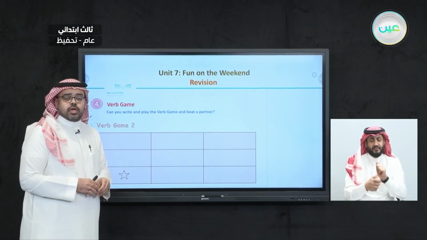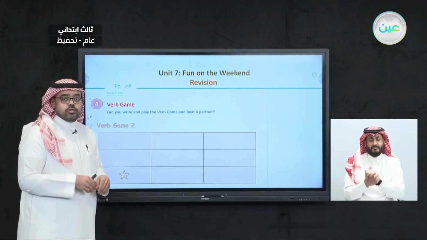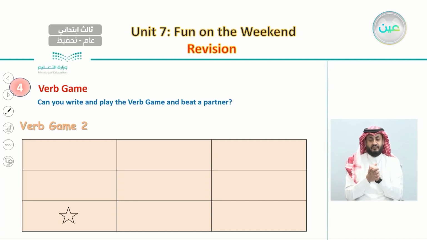Let's just make a quick practice on this one. So here at this table, as you can see in your books, you will see a table like this with a star at the corner. You are going to hear sentences and I would like you to try to remember or write down the verbs that you hear. So let's start with the first sentence.